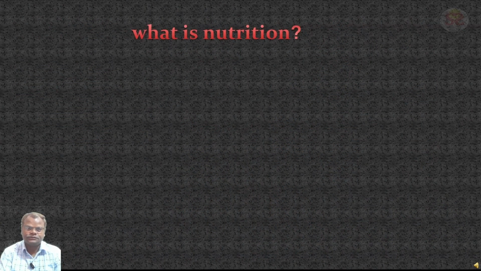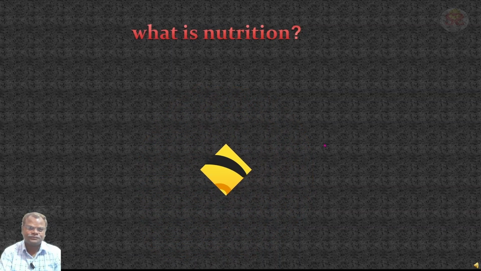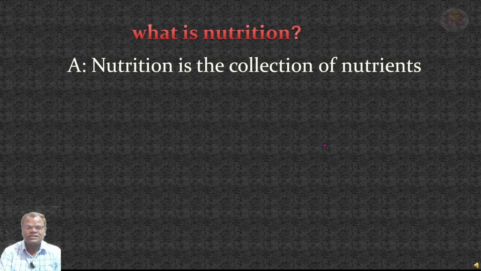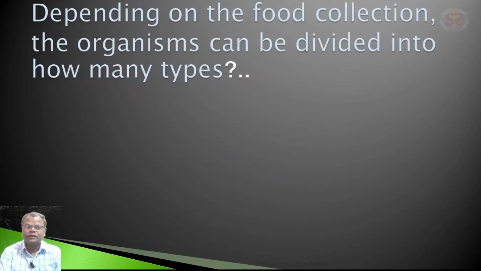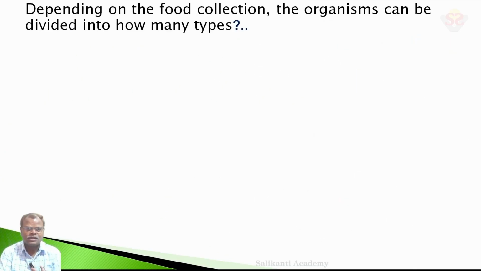What is nutrition? Think. Yes, you are right. Nutrition is the collection of nutrients. Depending on the food collection, the organisms can be divided into how many types? Think, students. Depending on the food collection, the organisms can be divided into how many types?